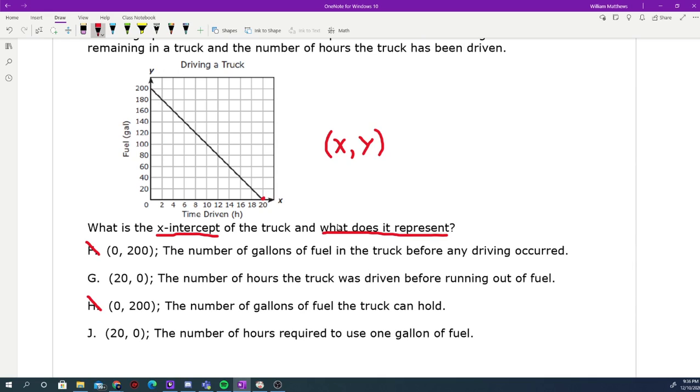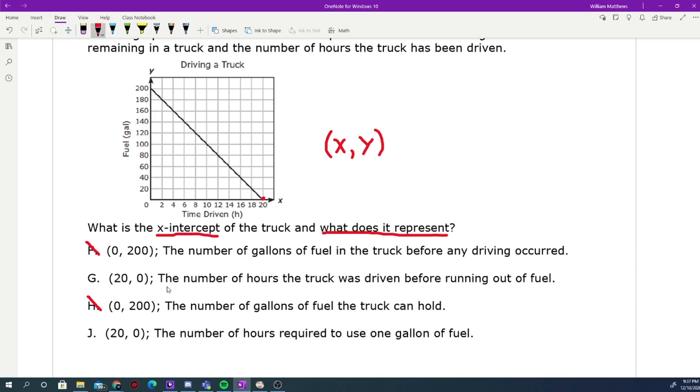So now we need to understand what it represents. If we look at this x-axis, it counts by twos and it's talking about times driven. So as we move farther to the right, this is representing more hours of driving the truck. If we look at the left, our y-axis, this is talking about fuel in terms of gallons, and we start at 200. And as time goes on, as we go to the right, we start going lower and lower on our y-axis, which makes sense. We are showing that we are using gas. We are losing gas.